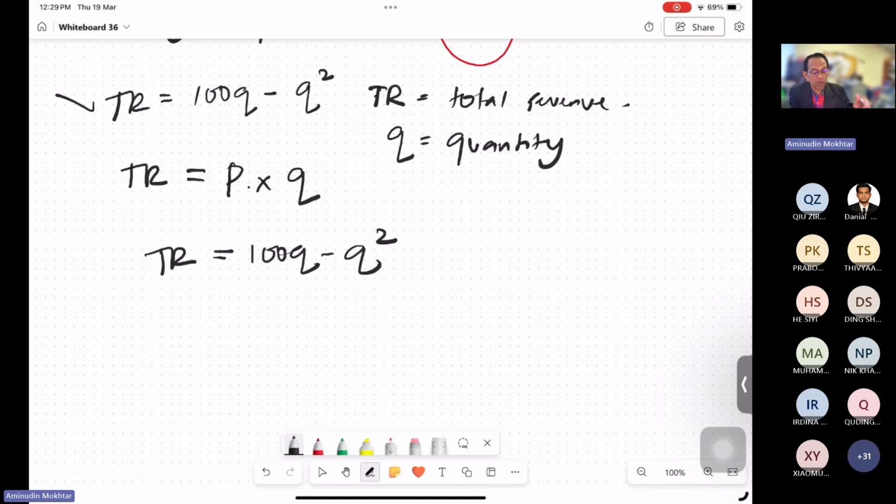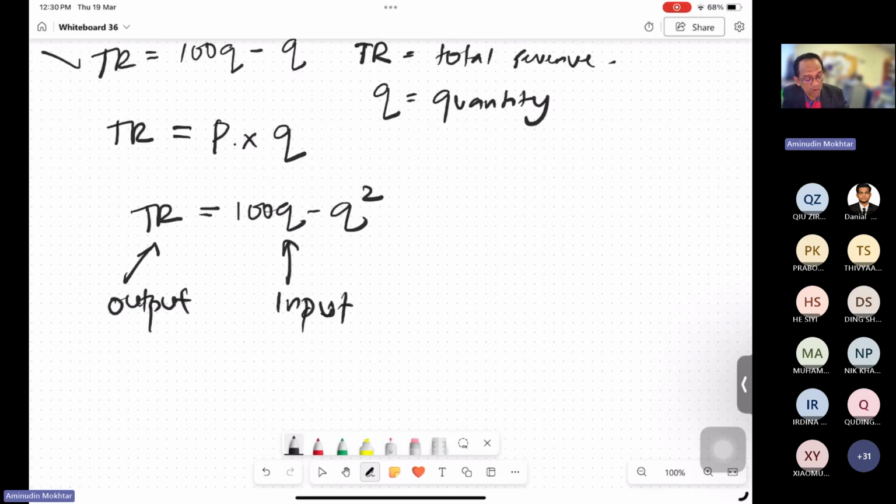Okay, so in terms of input and output, we know that TR is the output. The value of TR is subject to the value of Q. That's how we can relate. Based on the theory, we know that input will determine total revenue. The amount of total revenue depends on the quantity sold by the firm. So we can conclude here that Q is input, TR is output.